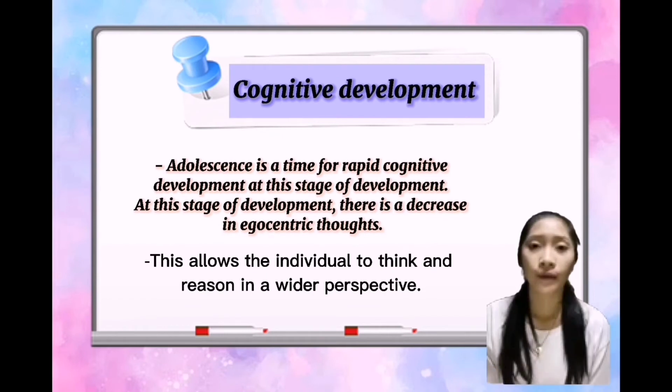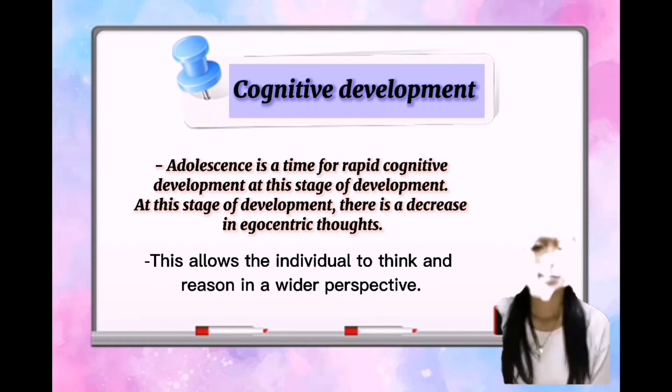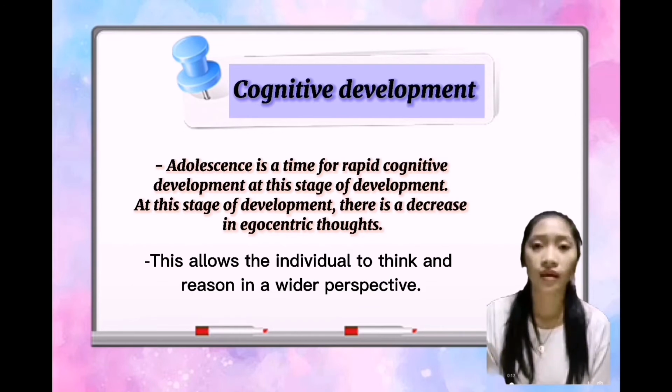Adolescence is a time of rapid cognitive development. At this stage of development, there is a decrease in egocentric thoughts, while the individual's thinking takes more of an abstract form. This allows individuals to think and reason from a wider perspective.